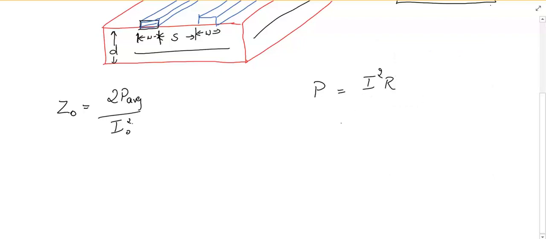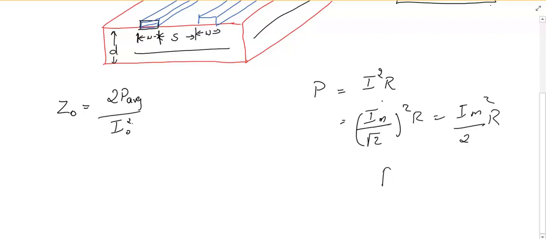And what is the current? It is the RMS value of the current that we are considering. So it is Im peak value divided by root 2, its square, into R. So it is Im square divided by 2 into R. If I rearrange this, the resistance is given by 2 times P divided by Im square. It's the same expression; in place of R, it is the impedance we are speaking of. So Z0 is equal to 2 times P average divided by I naught square.